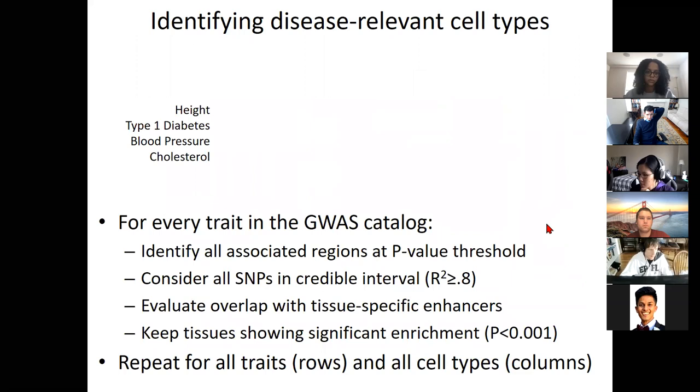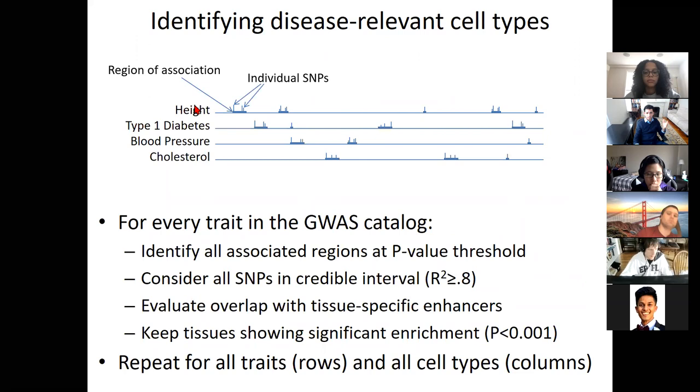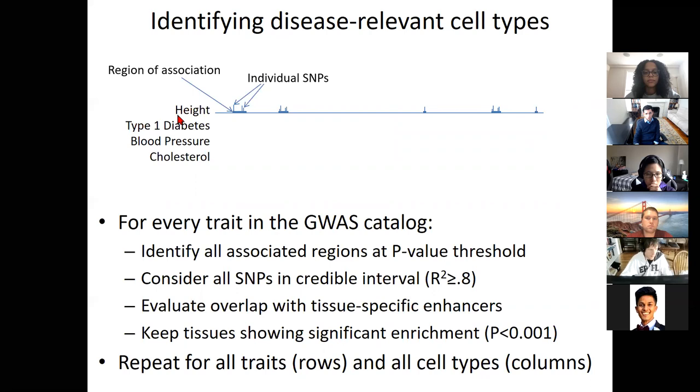But the more general methodology is that we're going to be identifying disease-relevant cell types through the systematic overlap of these genetic loci that are associated with different disorders and that are enriched in specific annotations. This method takes power from the fact that we don't have just a single GWAS, but we have dozens of genome-wide association studies. And for every one of those, we can look at what are all of the associated loci and what are all of the SNPs within these loci that are specifically associated with the disease.